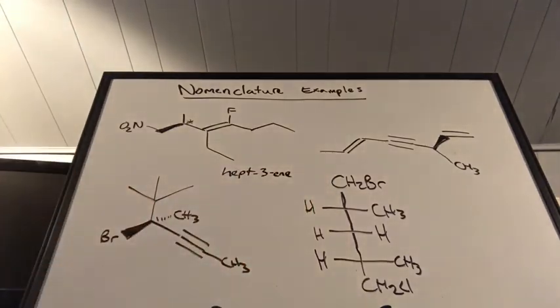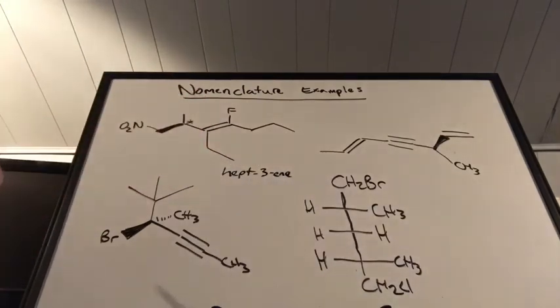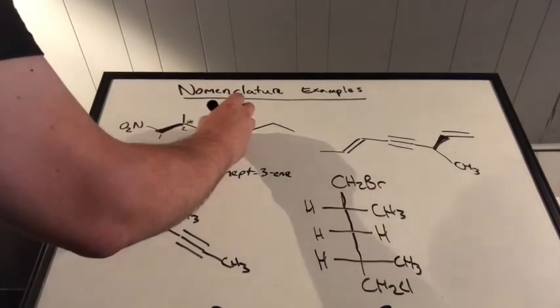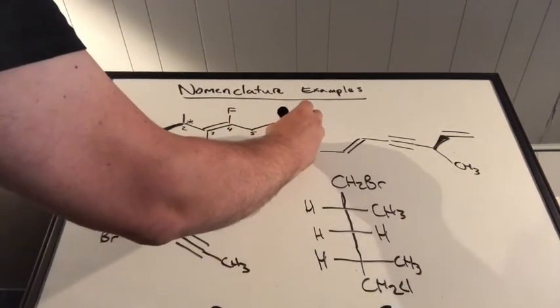Okay. Now we have a methyl, we have a nitro, we have an ethyl, we have a fluoro, all branching off of that main chain. Okay, so we'll just put the numbering scheme here. 1, 2, 3, 4, 5, 6, 7, whatever.